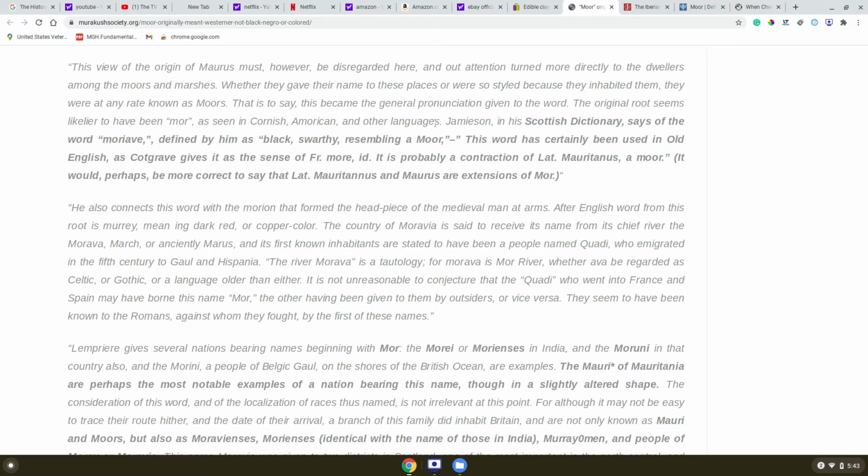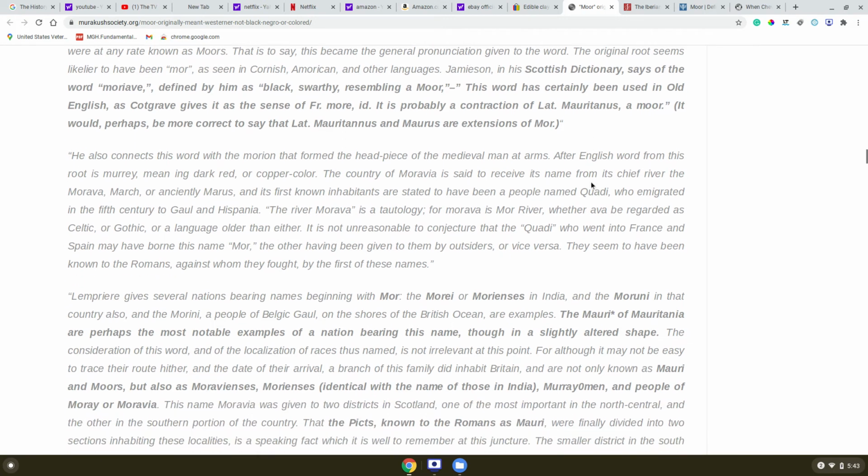That sounds very interesting. Jamieson, in his Scottish dictionary, says of the old word Moriav, defined by him as black, swarthy, resembling a Moor. This word has certainly been used in Old English, as Cotgrave gives it as the sense of Father Moor. It is probably a contraction of Mauritanius and Moor. It would perhaps be more correct to say that Mauritanius and Moors are extensions of Moor. Okay.